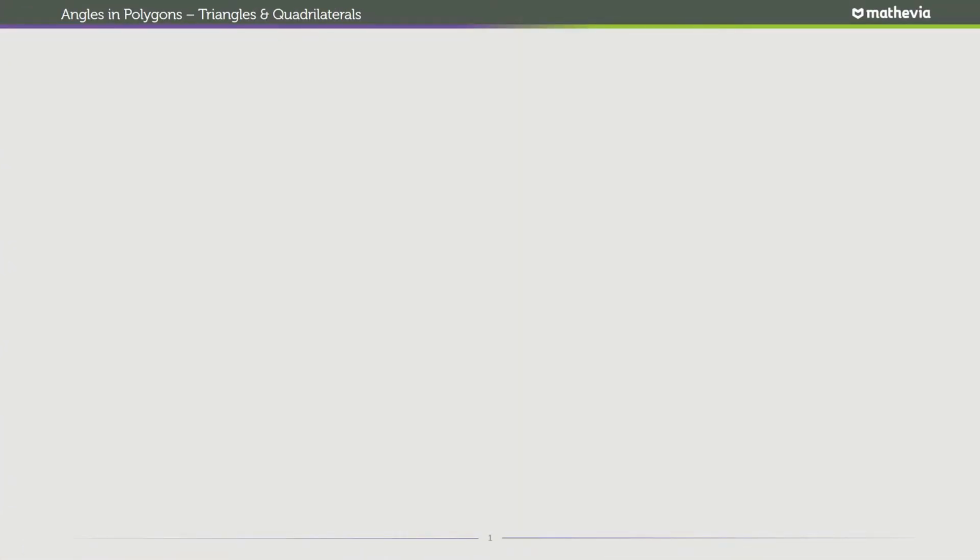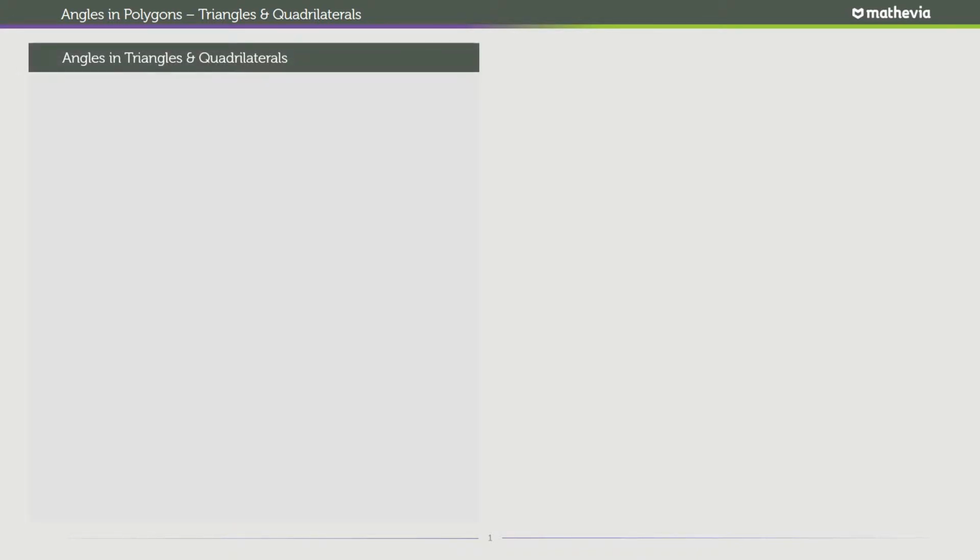Now, angles in polygons: triangles and quadrilaterals. Let's start off with angles in a triangle. I have this triangle here, and the triangle has three angles. There's just one very important law you need to remember when you're dealing with triangles.